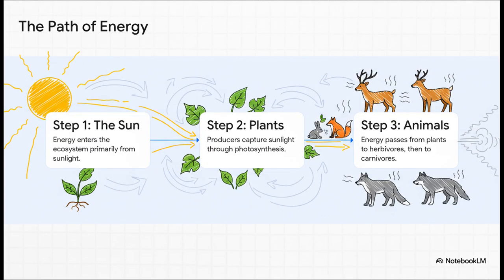So let's just follow that energy for a second on its one-way trip. It all starts with the sun, right? That energy gets captured by plants through photosynthesis. Then an animal eats that plant, and another animal eats that animal. But here's the key. At every single one of those steps, a bunch of that energy is used up and lost as heat. It's a one-way ticket.